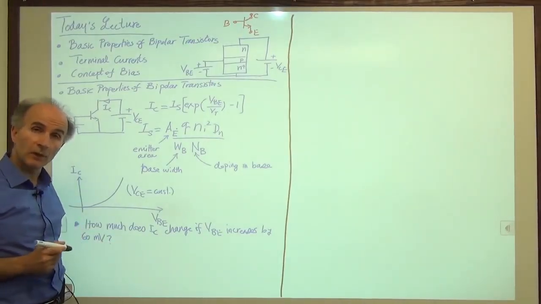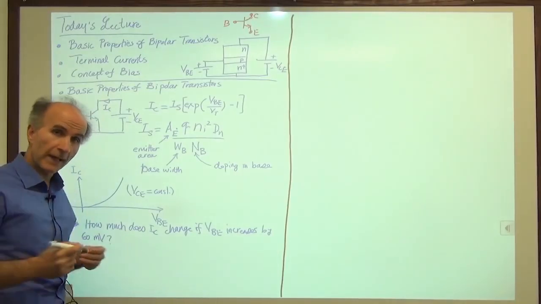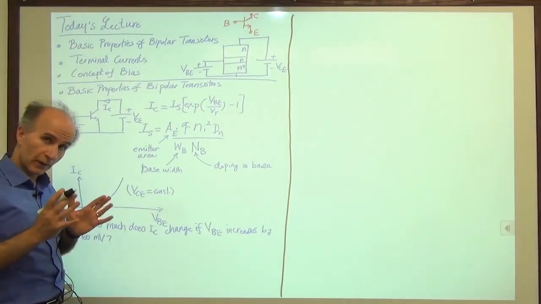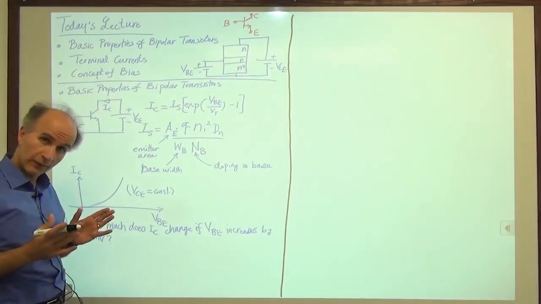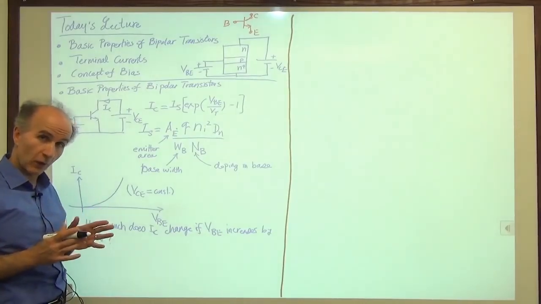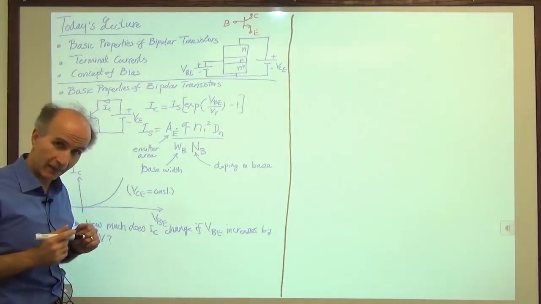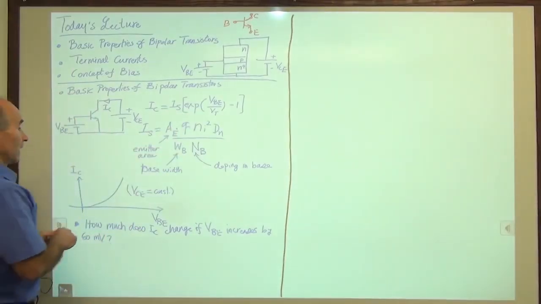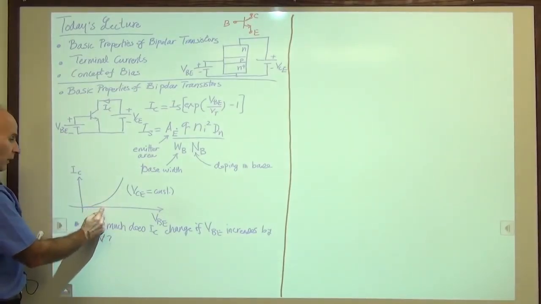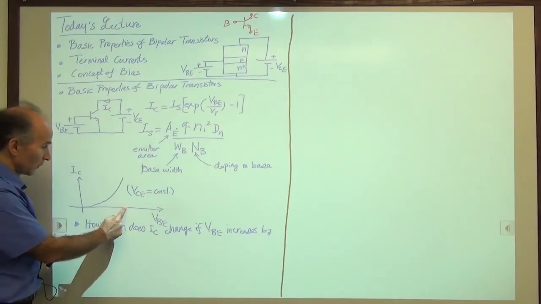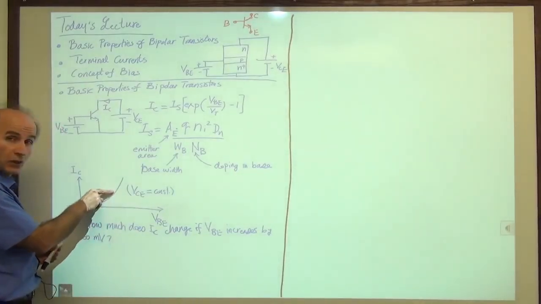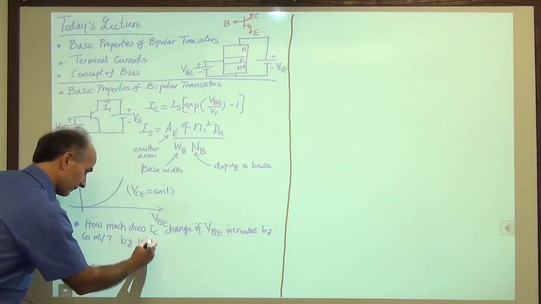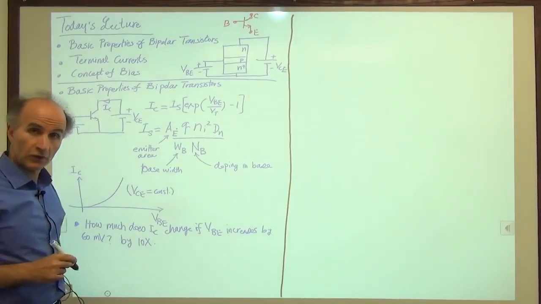Now for this, we need to remember what happened with diodes, which also followed exponential behavior. For diodes, we said if the voltage across the diode changes by 60 millivolts, the current through the diode changes by one order of magnitude, by a factor of 10. It's the same thing here, because we have the same equation. So if the base emitter voltage changes by 60 millivolts, wherever you are, the current changes by a factor of 10.